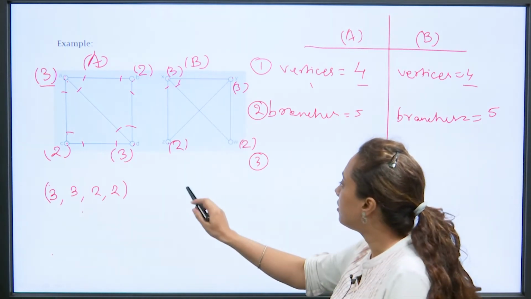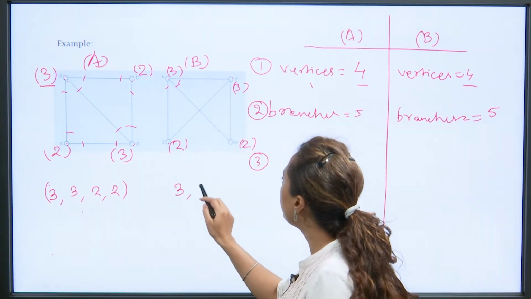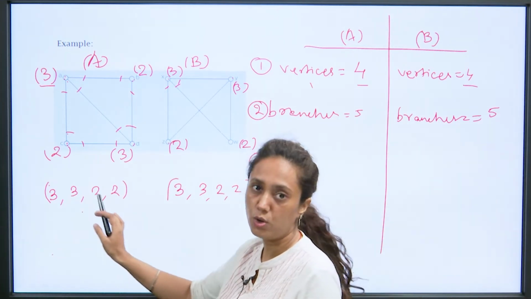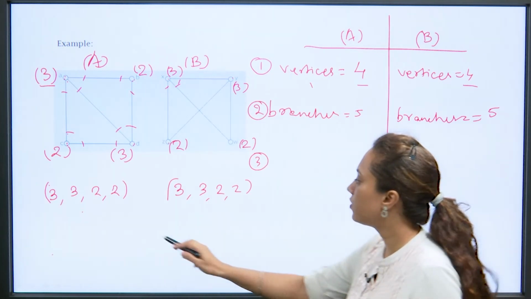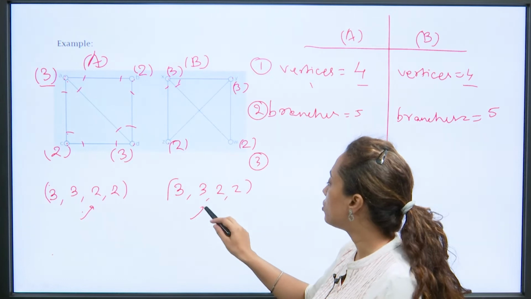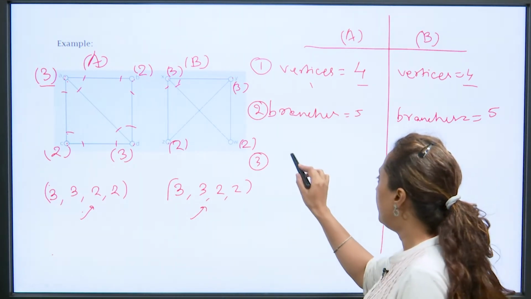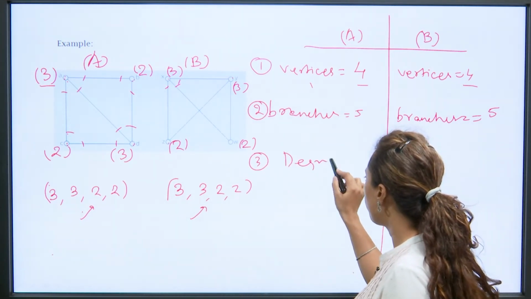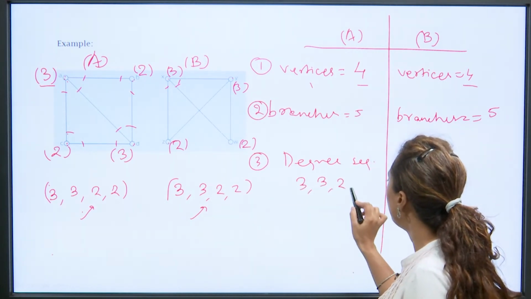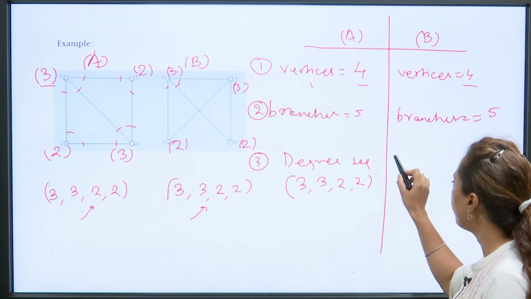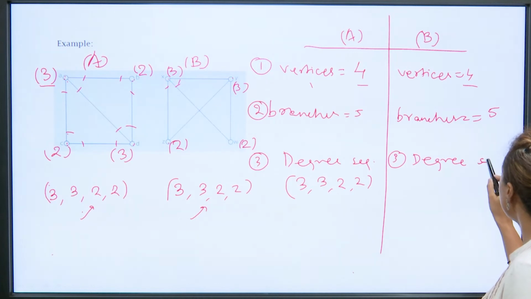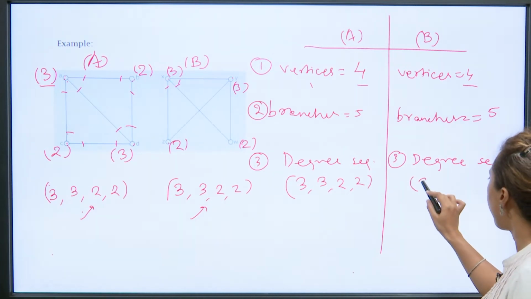Similarly, for the B figure, the degree sequence will be 3, 3, 2, 2. Higher order has been taken first and the lower is second. So, the degree sequence for the B graph is also 3, 3, 2, 2. So, this degree sequence is the same, that is 3, 3, 2, 2, for the B figure also. So, this third condition is getting matched.